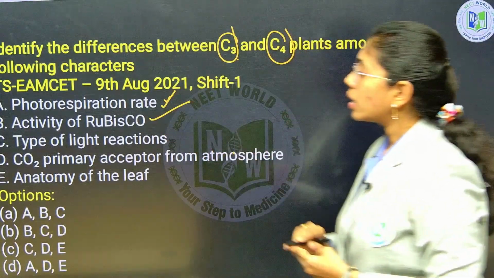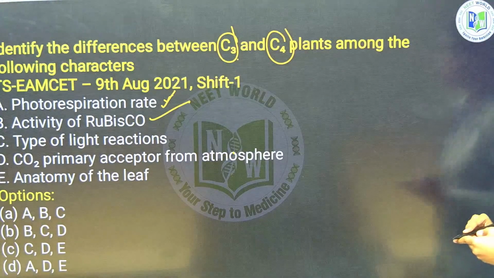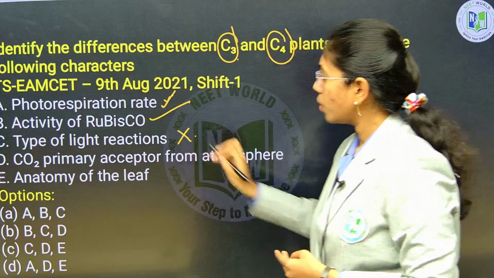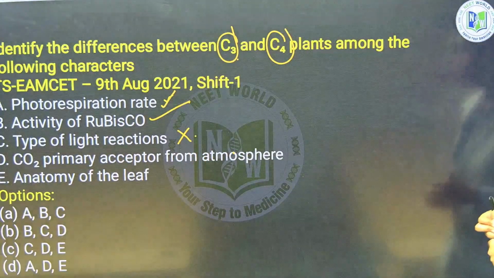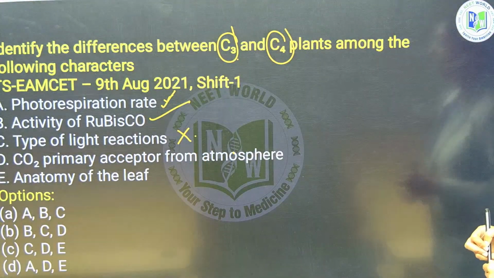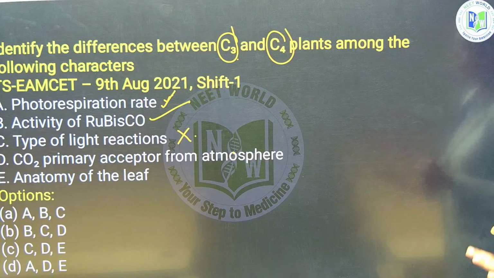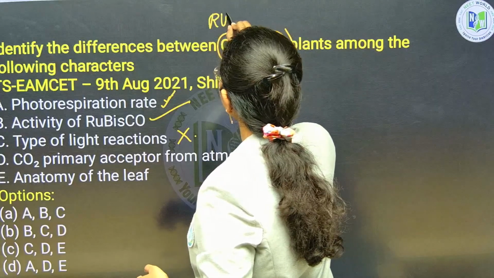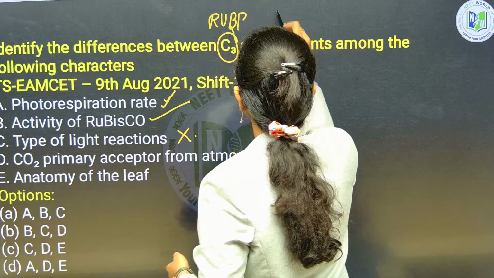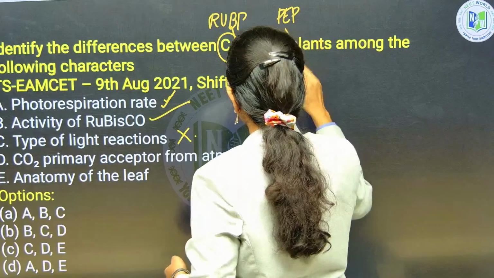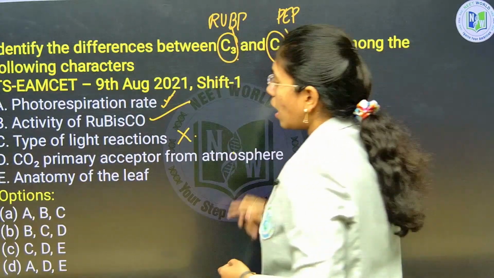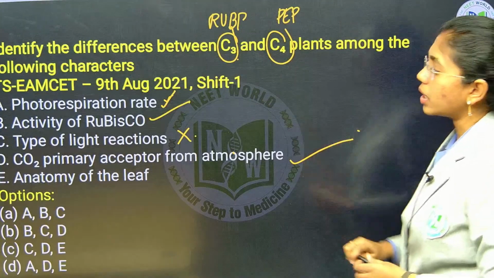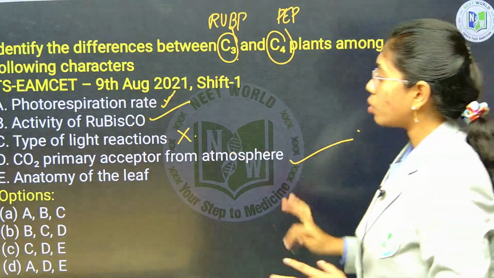True. Type of light reactions. Light reactions are common both in C3 and C4 plants. Okay, which is non-cyclic photophosphorylation. Carbon dioxide primary acceptor from atmosphere. Primary acceptor in C3 plants is RuBP, primary acceptor in C4 plants is PEP, phosphoenol pyruvate. Anatomy of leaf. Leaf anatomy is dorsiventral, here also it is dorsiventral. So there is no point in that.